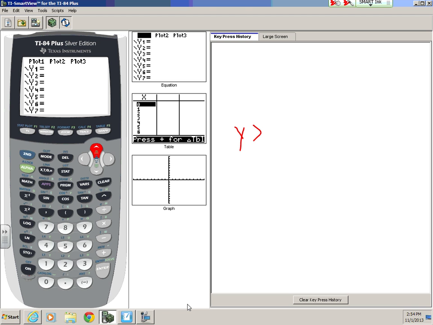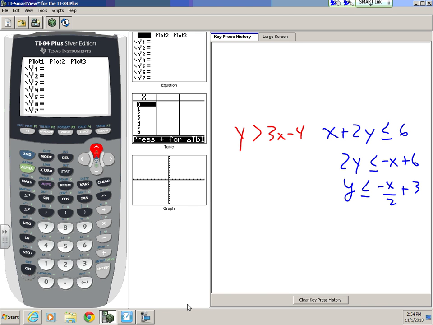So now I want to see what's the solution to this system. Y is greater than 3x minus 4. That one's nice. It's already set up for me. X plus 2y is less than or equal to 6. I have to fix that one. And I get y is less than or equal to negative x over 2 plus 3.